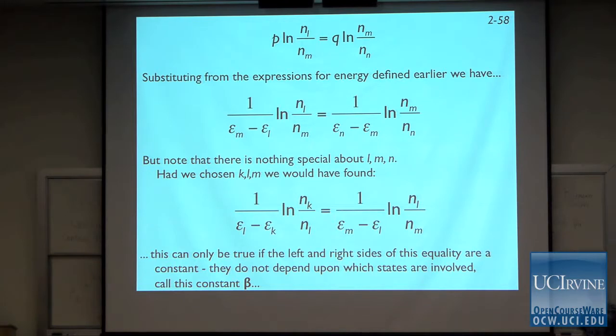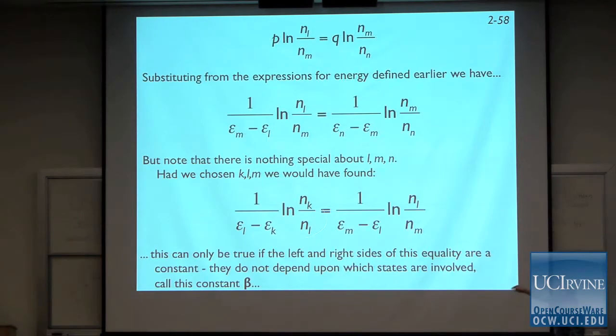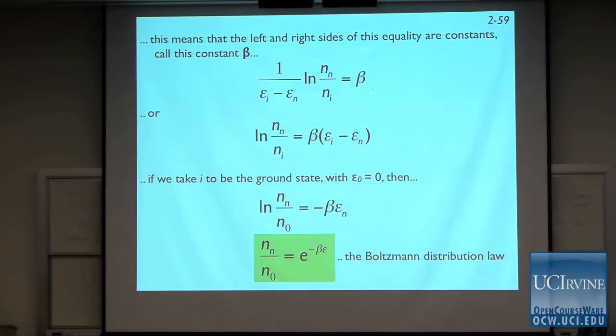And that may not be intuitively obvious, because it's really not intuitively obvious to me, but it turns out to be the case. This can only be true if the left and right sides of this equality are a constant. They do not depend on exactly which states are involved, which states we chose. We chose L, M, and N. Let's call this constant beta. In other words, I'm going to take one of these and just set it equal to a constant. We're going to call that constant beta.